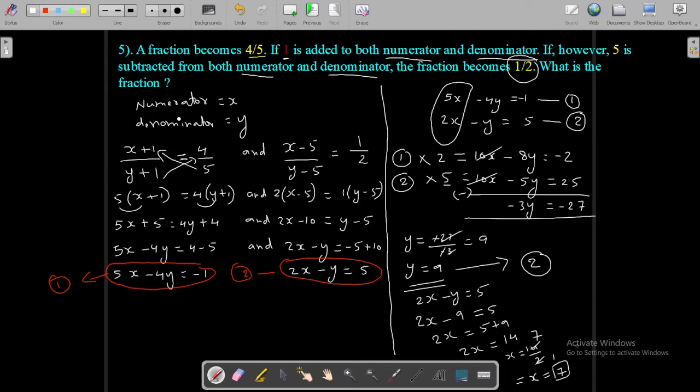So now we have to find out the fraction. So this is the main answer. We know that if the fraction is x by y, we got the value of x as 7, that is this one. Y is how much? We got the value of y as 9. So the fraction is 7 by 9.